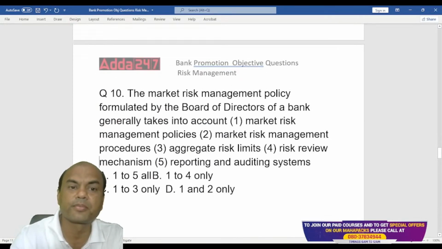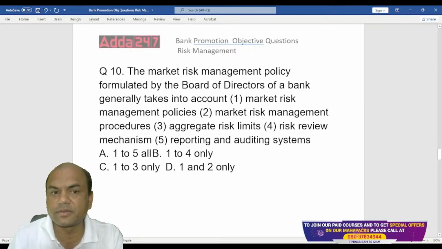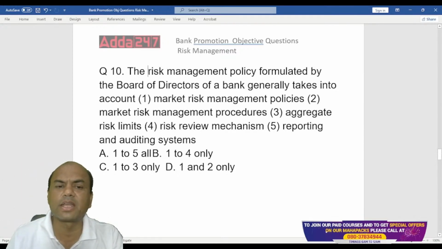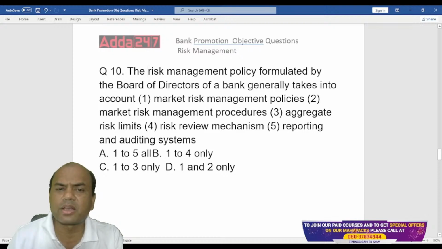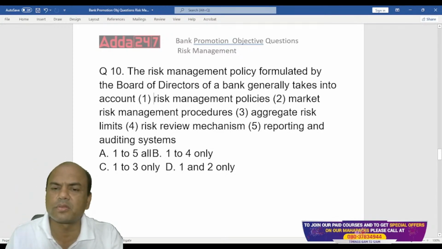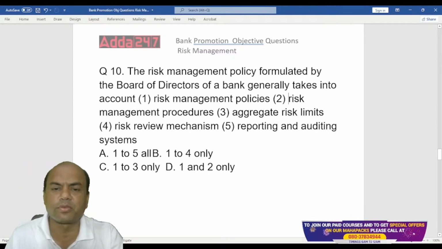Okay. Next one. The market risk management policy formulated by the board of directors of a bank generally takes into account... So not only market risk, forget this, the risk management policy, okay? What will the risk management policy take into account? Forget all these, remove the word market. The same logic applies to all of them. Any risk, all the risks are of the same format only.